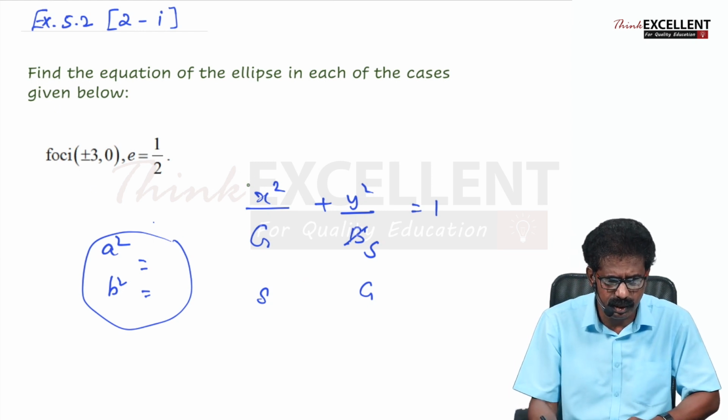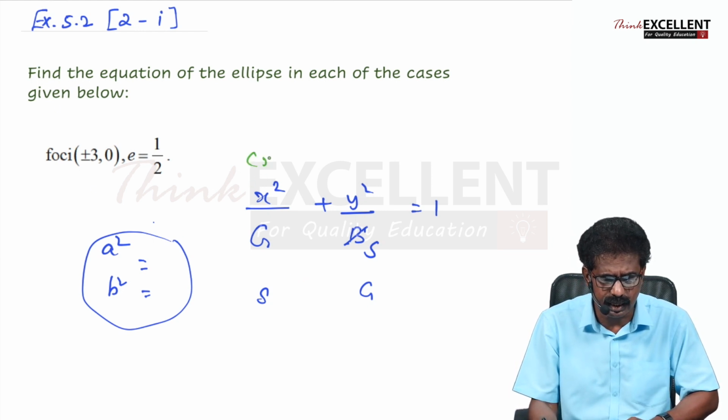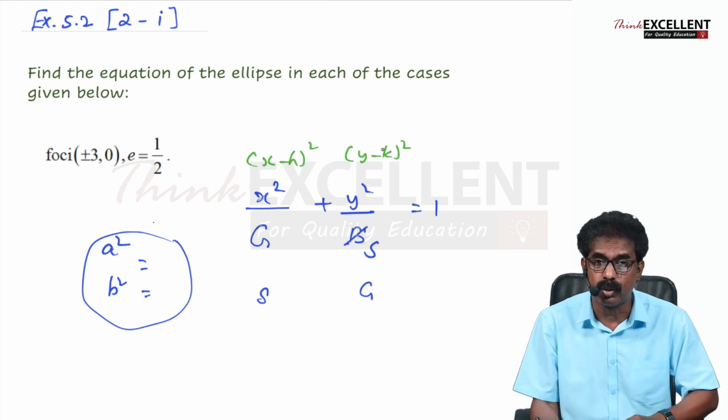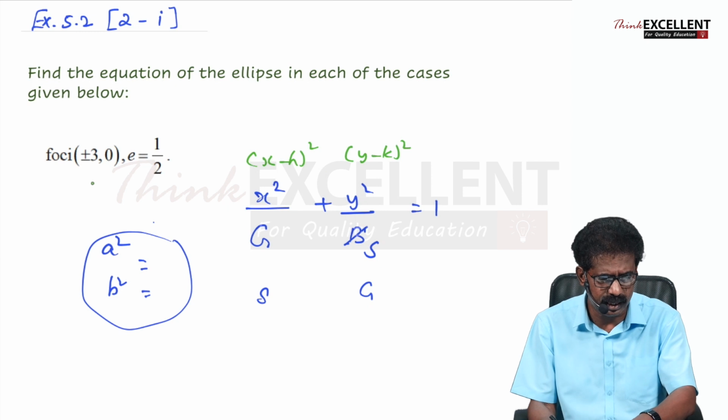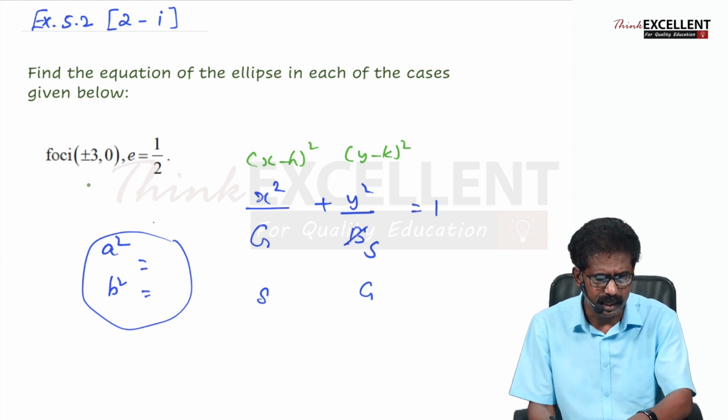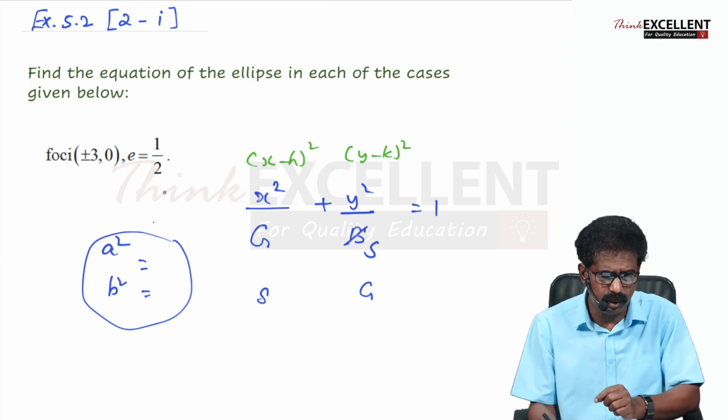If the center is not 0, 0, instead of x, you write x minus h, and y you write y minus k, the whole square. That change you have to make. Okay, now let us see here. Focus is plus or minus 3, 0. So just you have to plot the point, then only you know, right?